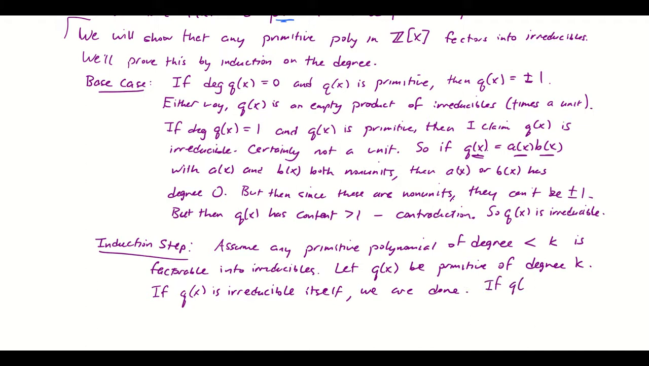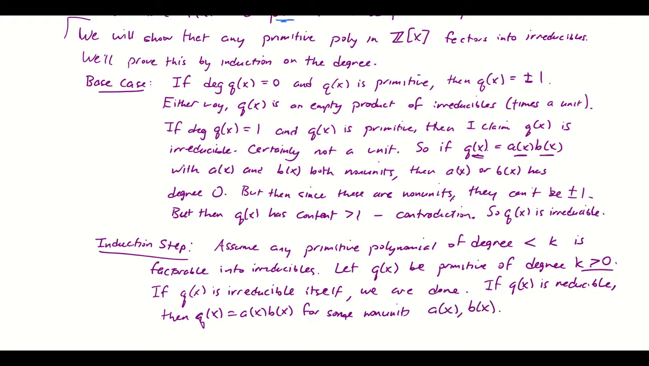If q of x is reducible, which is the only other possibility here, it can't be a unit, because we are tacitly assuming here that k is greater than 0. I'm assuming that because I've already addressed the case in which k is equal to 0. So we're going to assume that the degree k is greater than 0, which means q of x can't be a unit. We're assuming it's not irreducible, therefore it must be reducible. So if q of x is reducible, then q of x is equal to a of x times b of x for some non-units a of x and b of x.